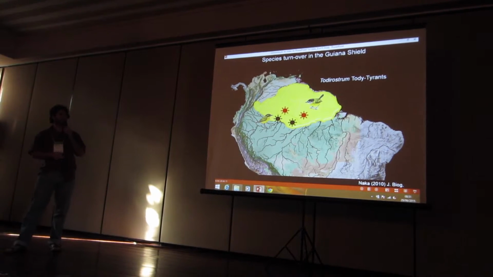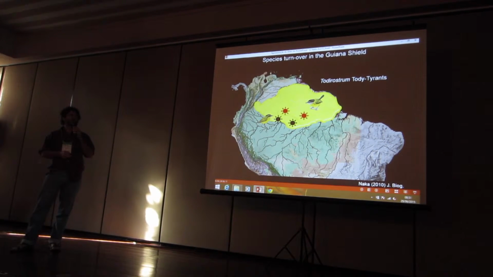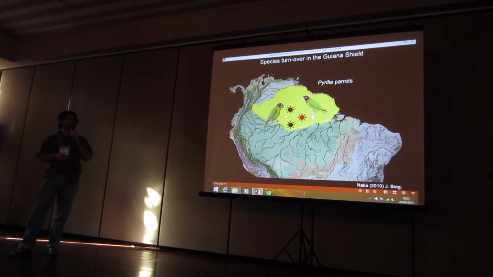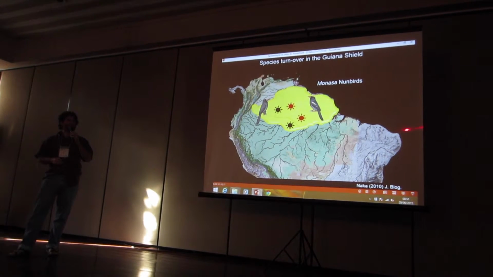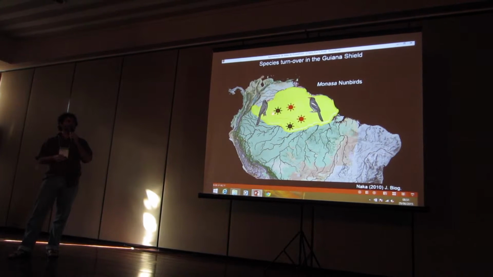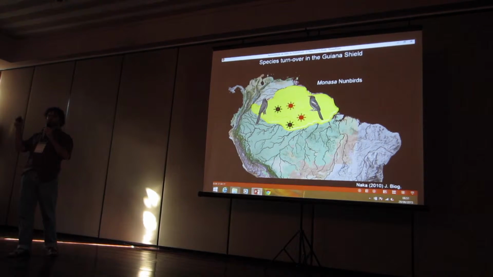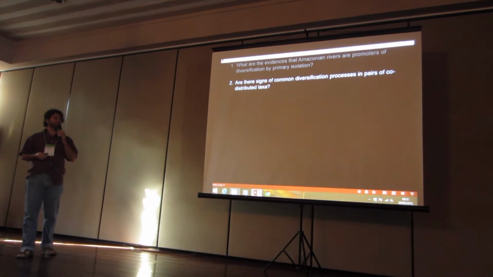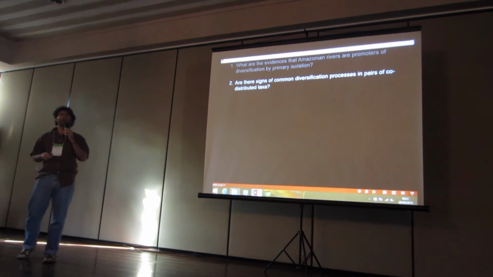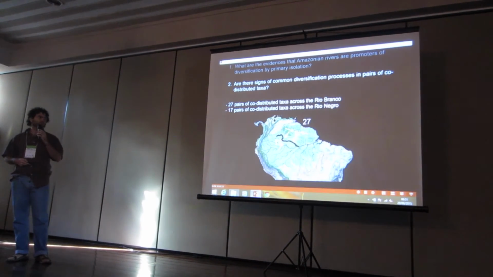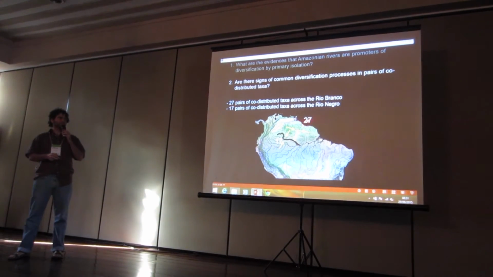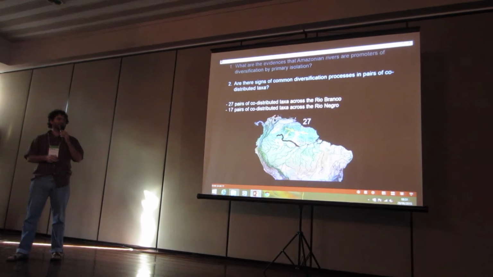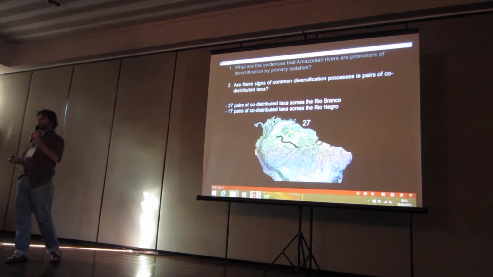We have birds that are divided by the entire length of the Rio Negro. We have other birds that are divided by the lower Rio Negro and then the Rio Branco. And other birds that are divided by the lower Rio Negro, but they replace one another with the Branco Negro fluid. So I tested whether there are any signs of common diversification. I picked 27 pairs of taxa that are divided across the Rio Branco and 17 pairs of taxa that are divided across the Rio Negro.